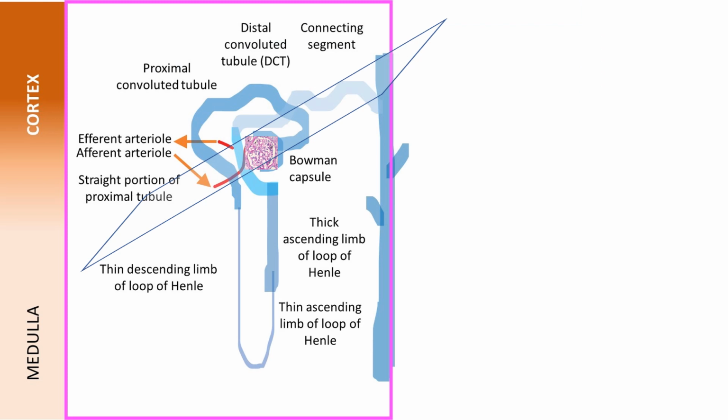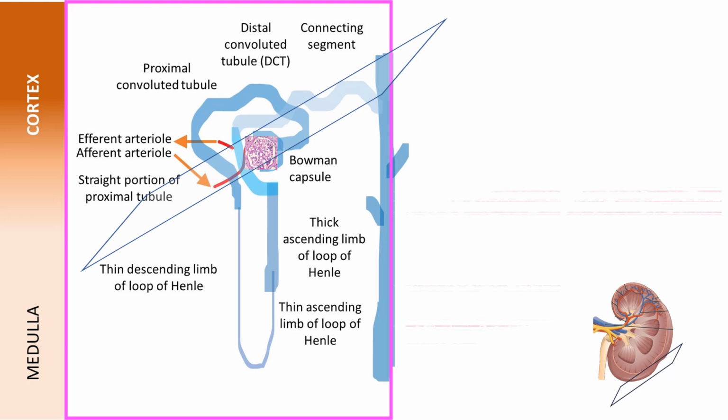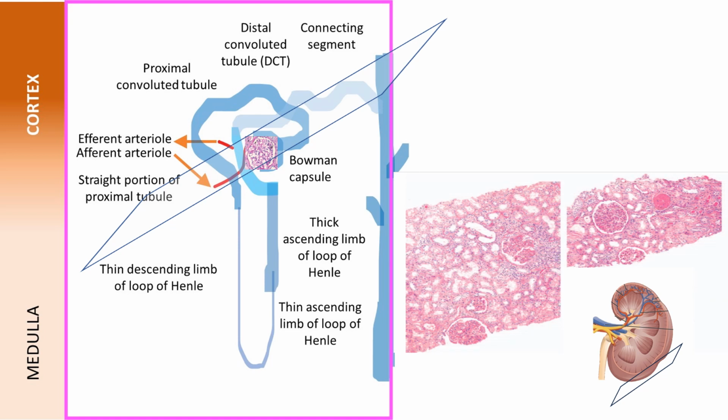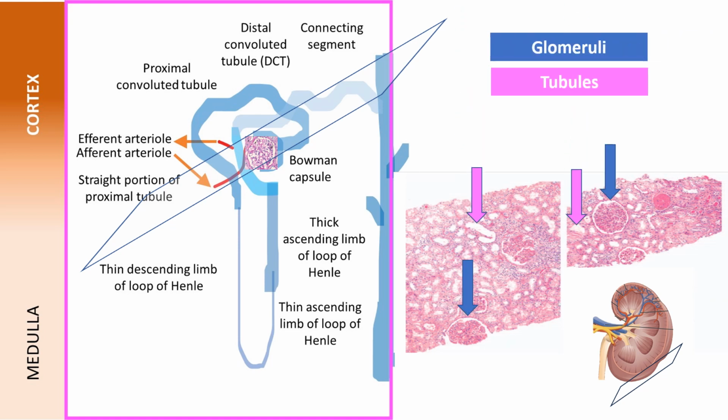Moving on to other structures within the kidney. Here is our kidney. All glomeruli are located in the cortex. If we perform a kidney biopsy across the cortex, we will see glomeruli, tubules, and the interstitium.